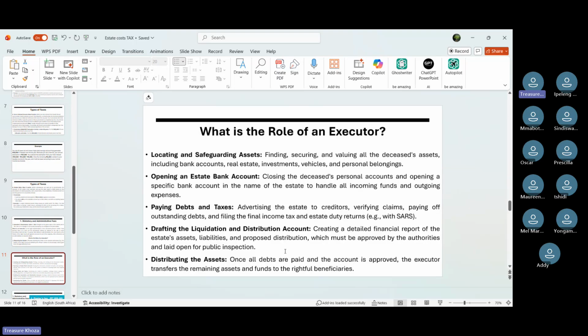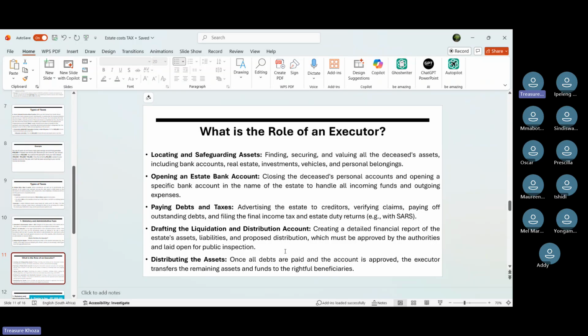So the other duty of an executor is drafting liquidation and distribution accounts. The executor is going to create a detailed financial report of the estate's assets, liabilities, and proposed distribution, which must be approved by the authorities and laid open for public inspection.